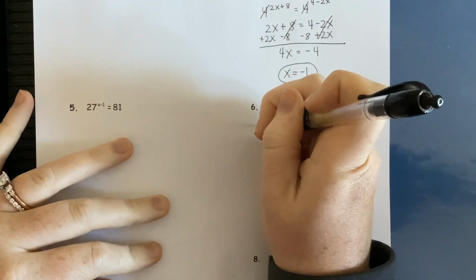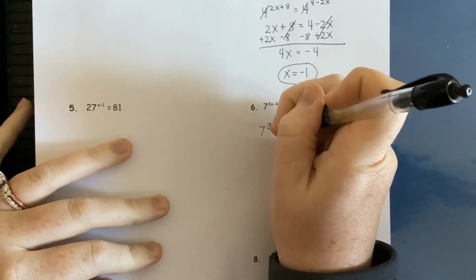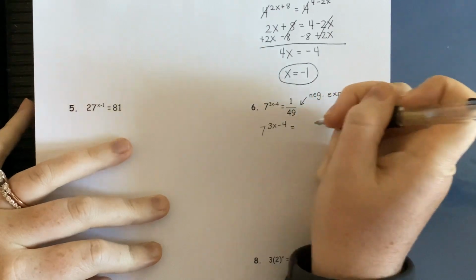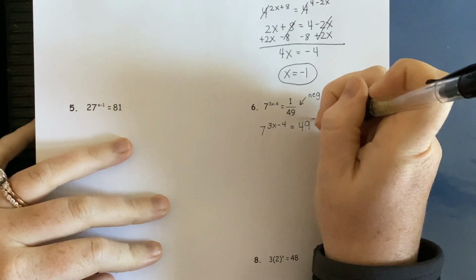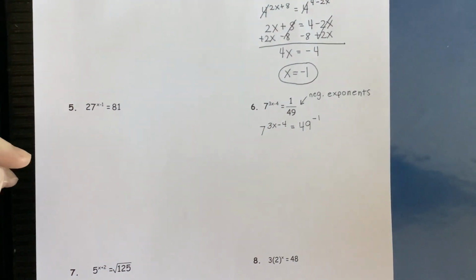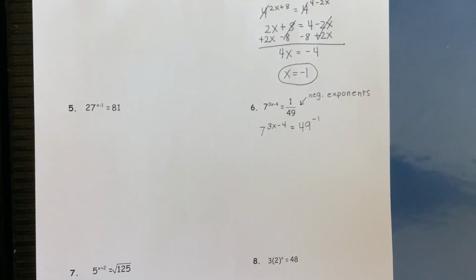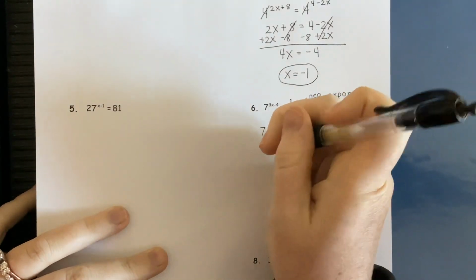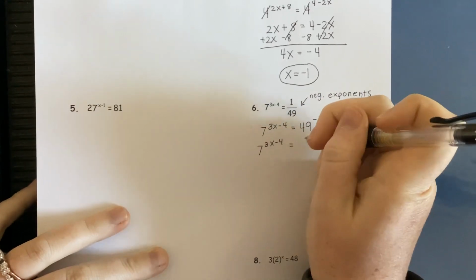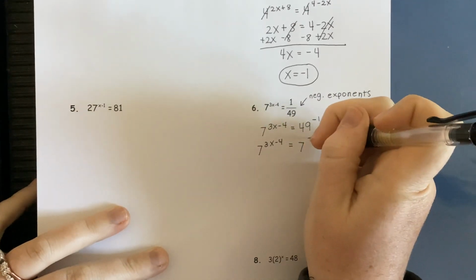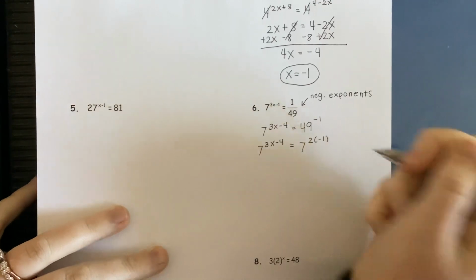So we can rewrite this as, instead of 1 over 49, 49 to the negative 1 power. So now I have everything on the same level. I don't have fractions anymore, which is always good. So now I can think, how am I going to rewrite one of these two to get to the other? Well, I know that 49 can be rewritten, so I'm going to keep this side, and I'm going to rewrite 49 as 7 squared, and that's times negative 1.